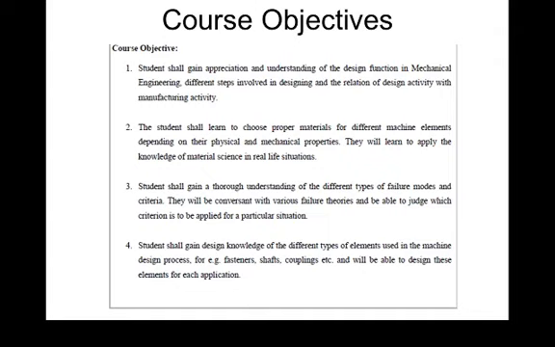Now there are 4 objectives for design of machine element 1. The first objective is that students shall gain appreciation and understanding of design function in mechanical engineering, the different steps involved in designing, and the relation of design activity with the manufacturing activity. That means here we will discuss how design has a role in mechanical engineering to design a component, by considering all the aspects of mechanical engineering, like manufacturing aspects and other aspects.